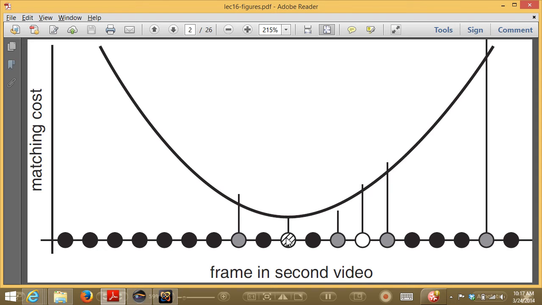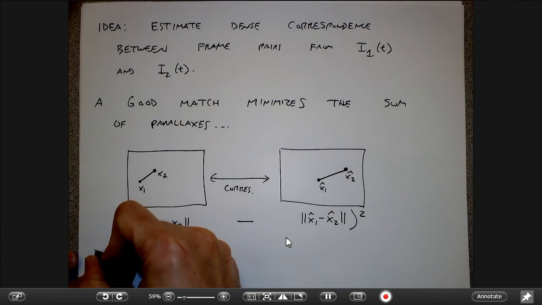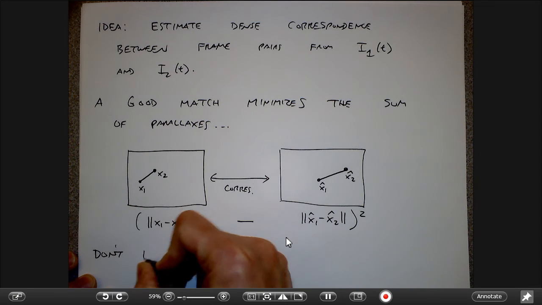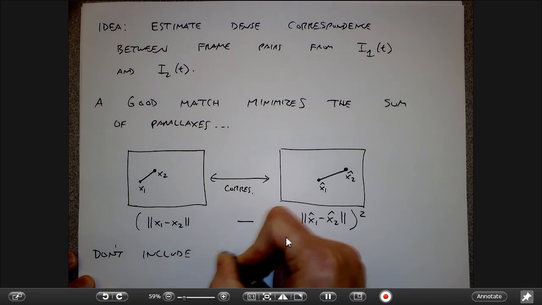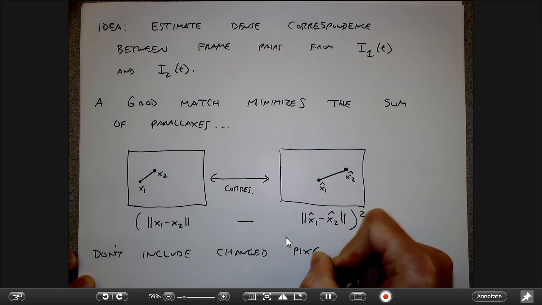And so then I could keep on iterating this process. This is the way that I decide for a fixed frame in image 1, which frame should it go to over there in image 2. Okay. Now, there's a little bit of secret sauce in the sense of, don't include changed pixel regions.